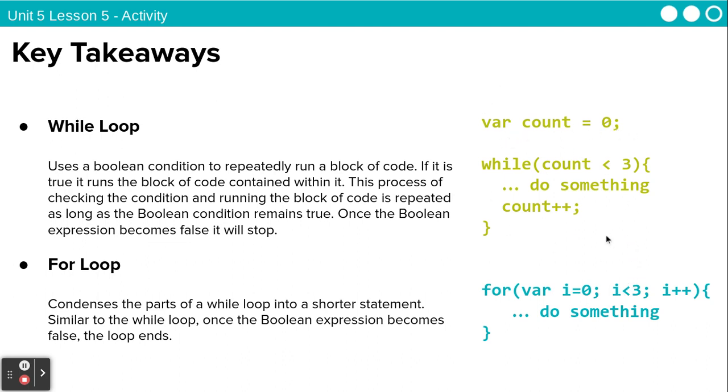And that's what this looks like. So you start at 0. While that value is less than 3, you're going to do something and increase that count. And then the for loop is a little bit more condensed. It condenses the parts of a while loop into a shorter statement, similar to the while loop. And once the Boolean expression becomes false, the loop ends.